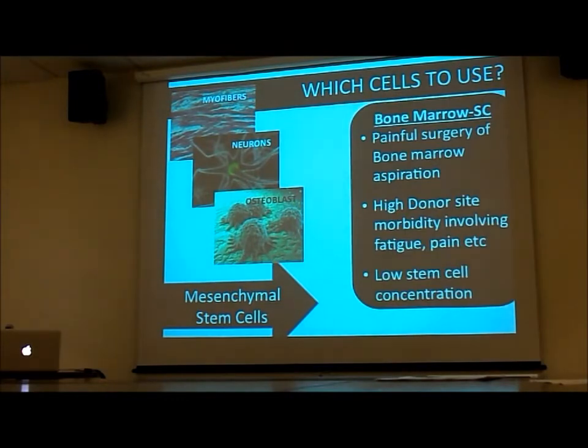The first option is bone marrow. This is the conventional source of mesenchymal stem cells, but there are a lot of problems with using bone marrow derived stem cells. The surgery which involves extraction of cells from bone marrow is really painful, there is high donor site morbidity, and the concentration of stem cells is low in bone marrow. This is the traditional source.